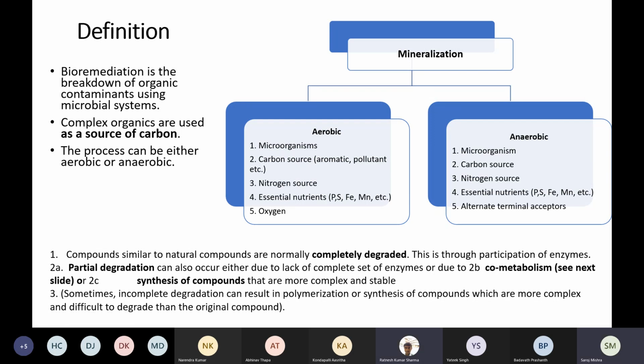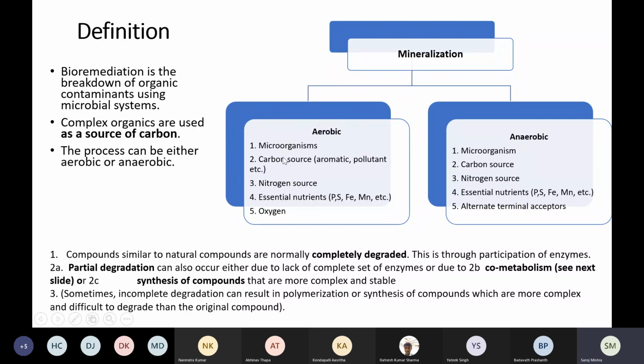Yes, ma'am. All right. So now our aim in microbial remediation is what is called mineralization. By mineralization, we mean that an organic pollutant should be completely broken down into carbon dioxide and water. Since many of these contaminants are hydrocarbons, which only contain carbon and hydrogen, the end product of metabolism is going to be carbon dioxide and water, and that process is called mineralization.